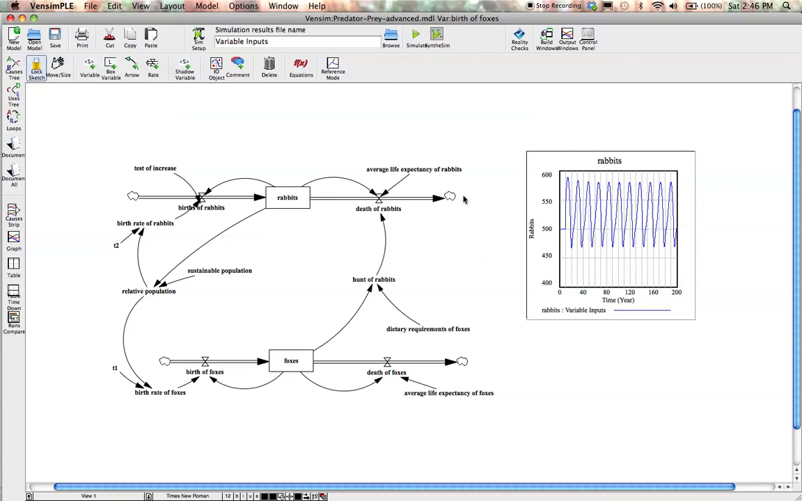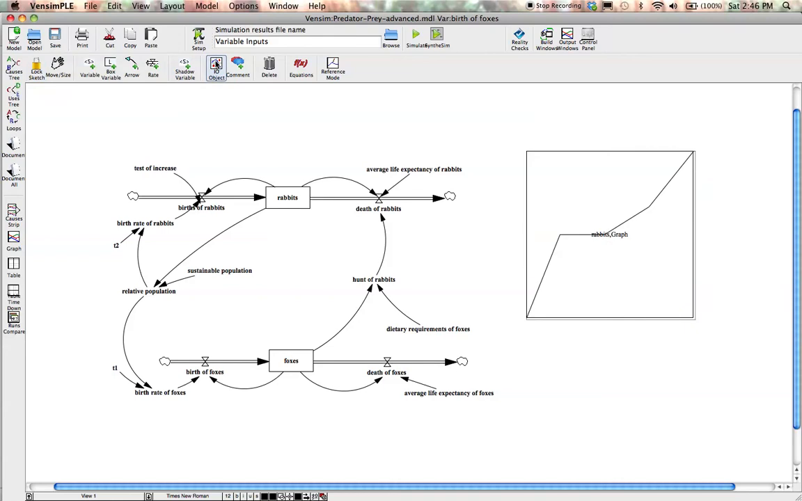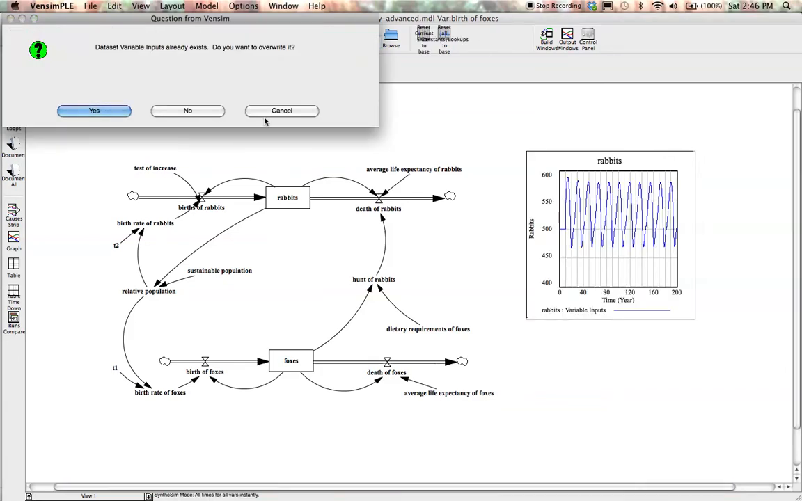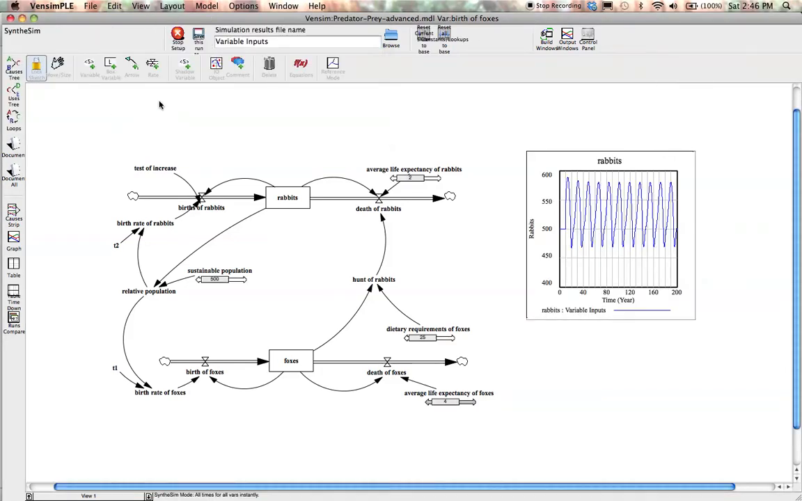You can modify. One thing you can do also with this model is you can do an input-output object and do the synthetic simulation. Remember, this will allow us to overwrite it, or you can change the number. And now, see, you can turn some knobs. You can turn the sustainable population of rabbits. You can play around with the life expectancy of foxes and rabbits. You can change the dietary requirements, and you can see how the graphs vary.